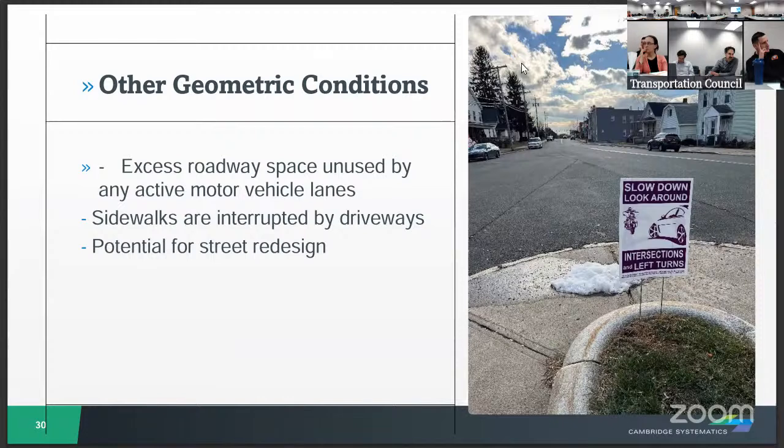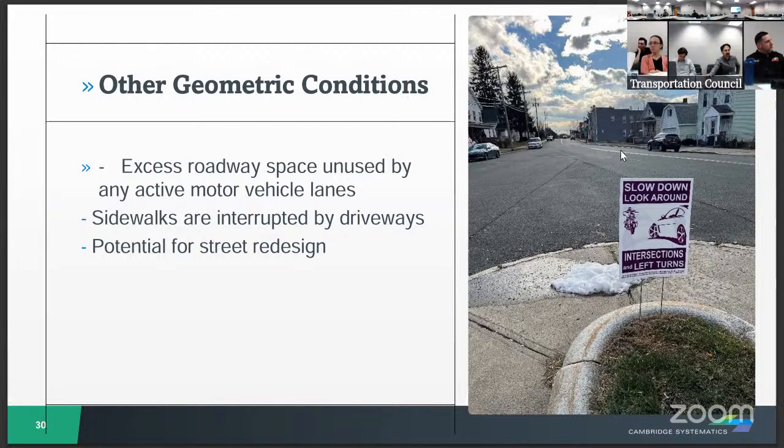And lastly, other geometric conditions. Sometimes we get to a site and we say, oh, it's obvious what you could do if you had the resources to do it. And sometimes it's less obvious, but when there's an irregular geometry, there are often opportunities for shortening crossing distances, tightening up the intersection, reducing the speed that motor vehicles make their turns at, and improving the yielding compliance. That kind of potential for street redesign is not at every single location, but when it's there, we're noting it.